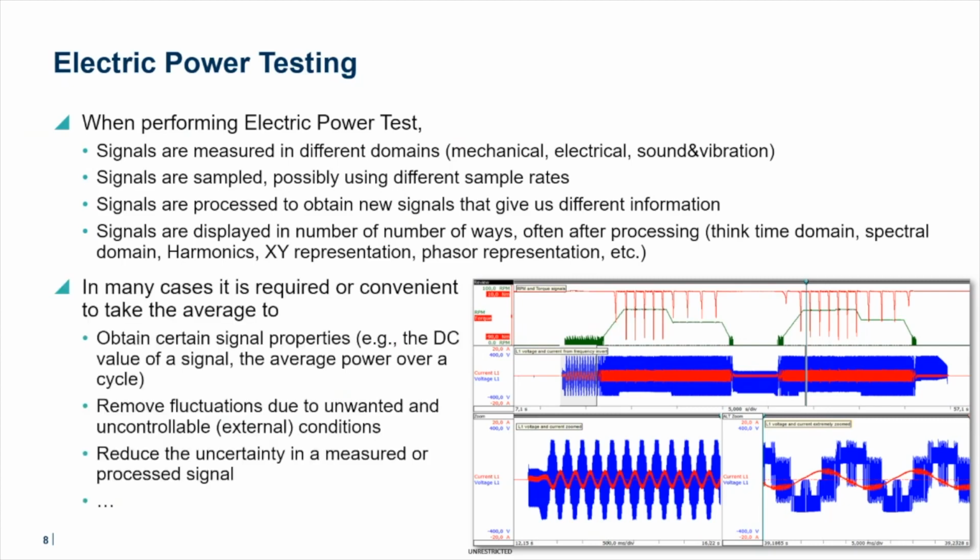In many cases, it is required or convenient to take the average of signals, either directly measured signals or signals that were processed already, and then you want to take an additional average of those signals. For example, you can do averaging to obtain certain signal properties. For example, you may want to have the DC component of an AC signal, or you may want to have the average power over a cycle of your machine. So all those operations need averaging.